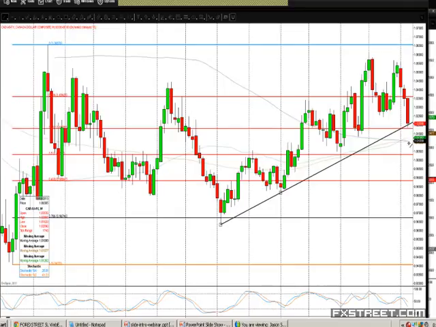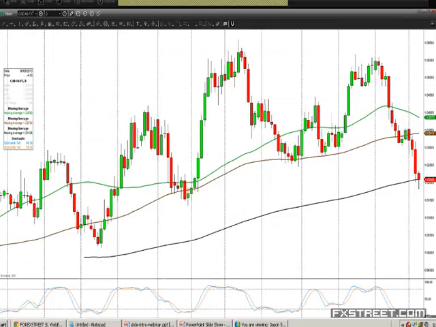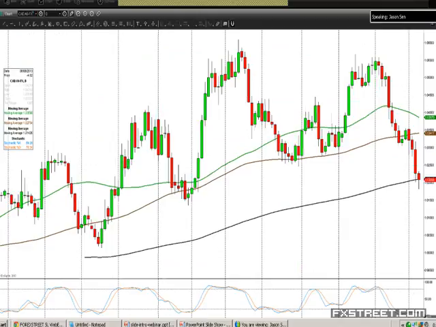So, probably looking to buy it here again, maybe. Don't know. That might be a little bit more risky once we've broken the uptrend line. But, okay, I think you see what I'm saying. Buying it around here looks pretty low risk to me. Just going to stick some trend lines on this daily chart.